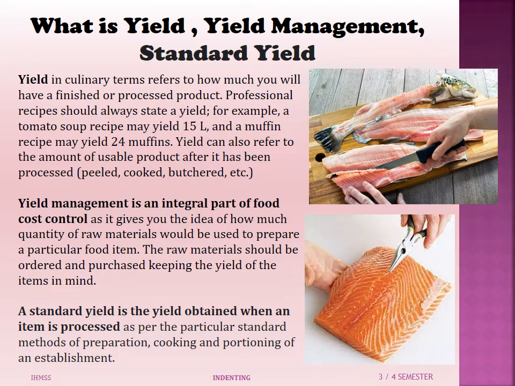Yield management is an integral part of food cost control, as it gives you an idea of what quantity of raw materials would be used to prepare a particular food item. The raw food materials should be ordered and purchased keeping the yield of the items in mind. A standard yield is the yield obtained when an item is processed as per the standard methods of preparation, cooking and portioning of an establishment.